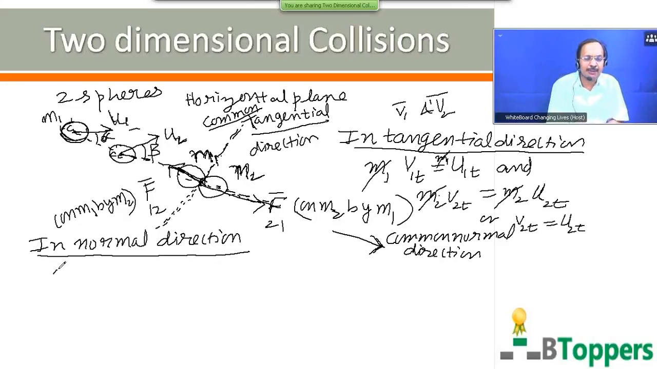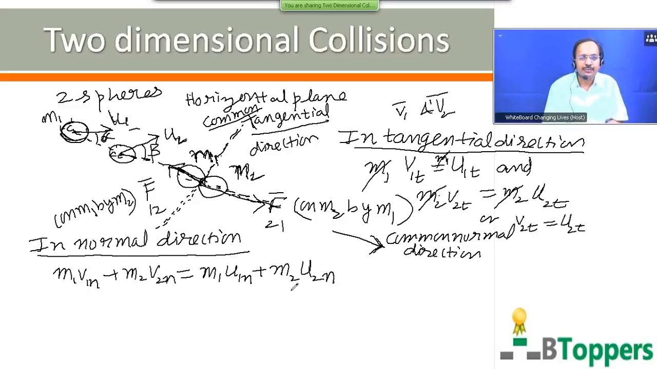That means in the normal direction, for the one-dimensional collision, we write m1 v1 plus m2 v2 equal to m1 u1 plus m2 u2. So for the normal direction, you can write the same equation in this way: m1 v1n plus m2 v2n equal to m1 u1n plus m2 u2n. Here u1n is the velocity of m1 in the normal direction just before collision. u2n is the velocity of m2 in the normal direction just before collision.